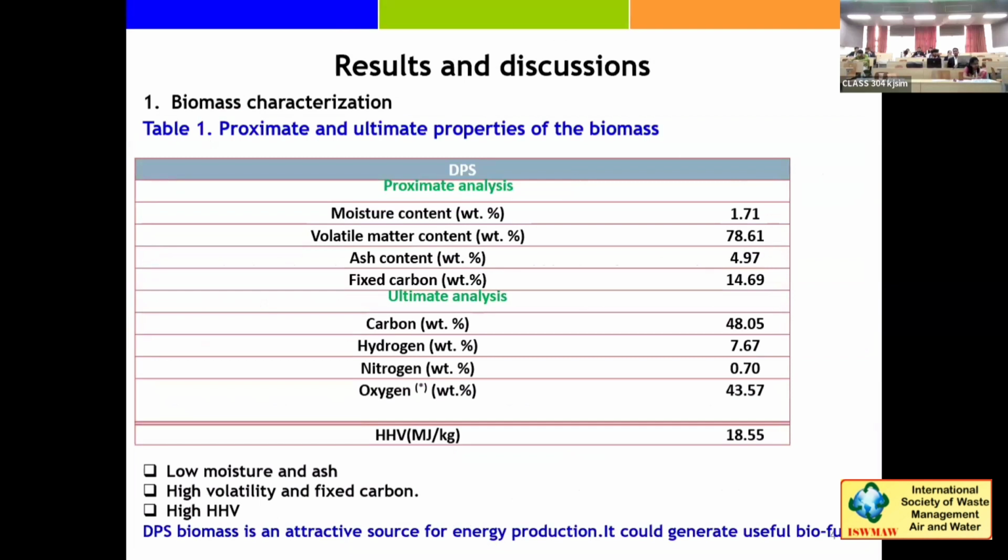Now, let's delve into the results as observed in this table. Our biomass presents low moisture and ash content, high volatility and fixed carbon, high Hassen value. These findings prove that our date palm seeds biomass is an attractive source for energy production. It could generate useful biofuels.